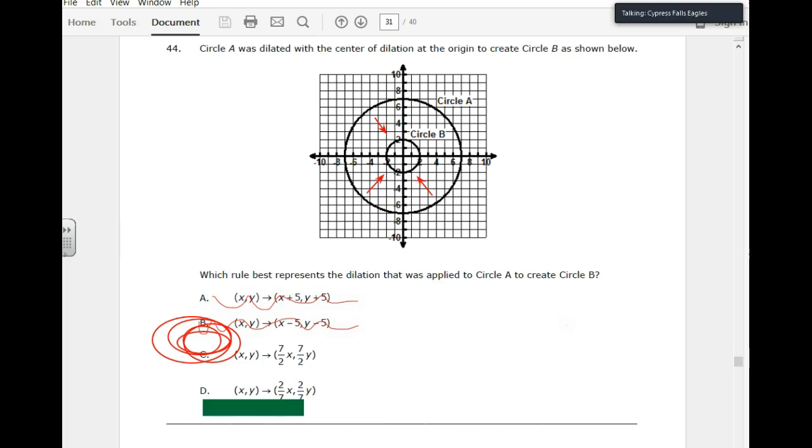D. You're circling the wrong one. Why are y'all circling that one? Stop. 7/2 is bigger than 1. That would enlarge it. The answer is D. We want the one that has a scale factor that's smaller than 1. So you did not mean to circle C there.